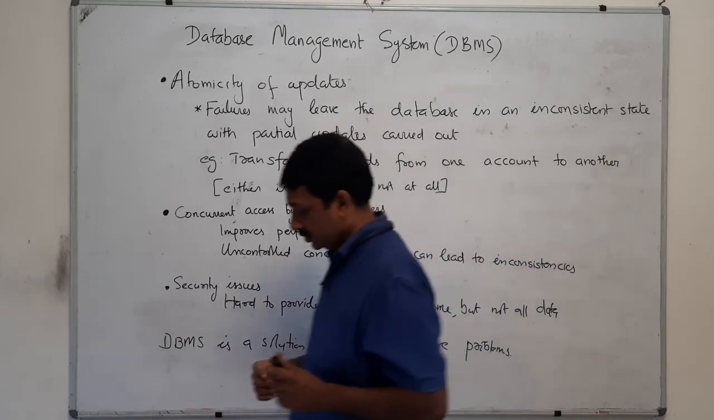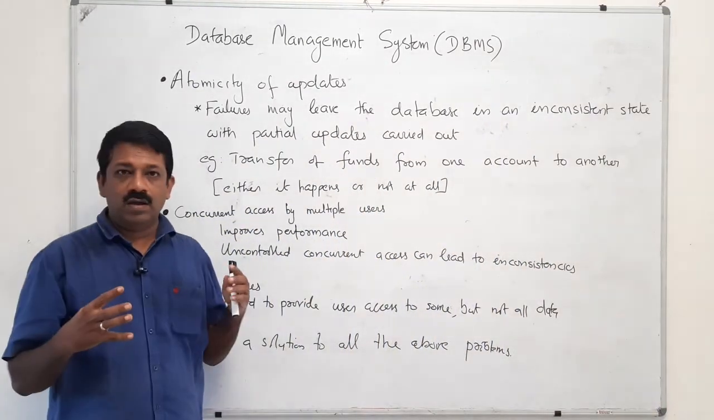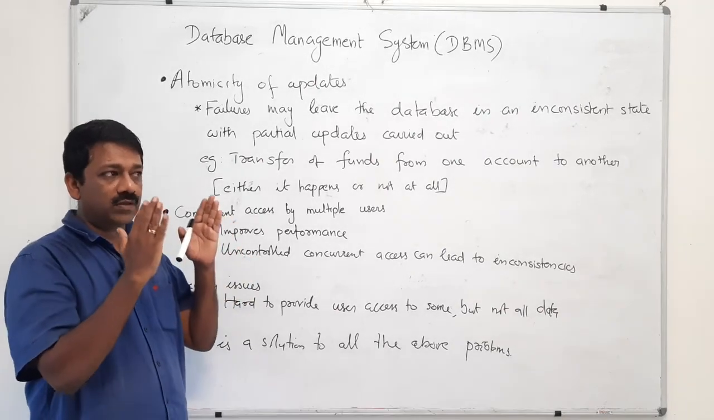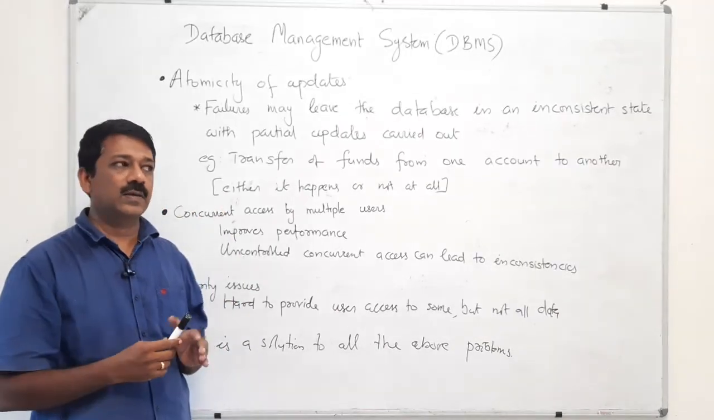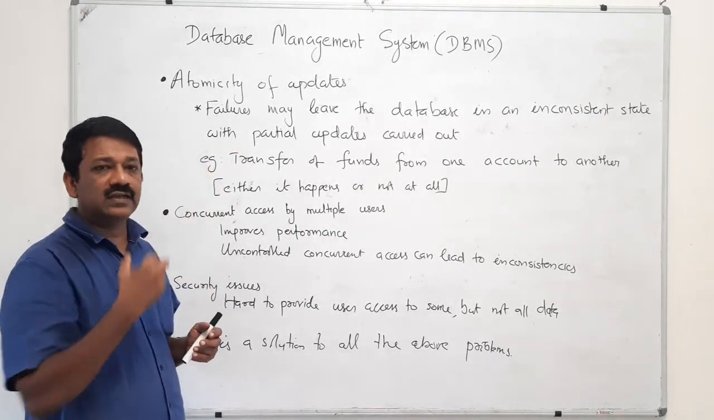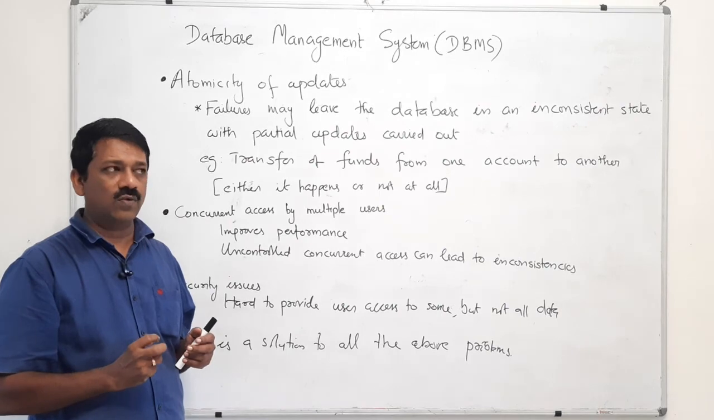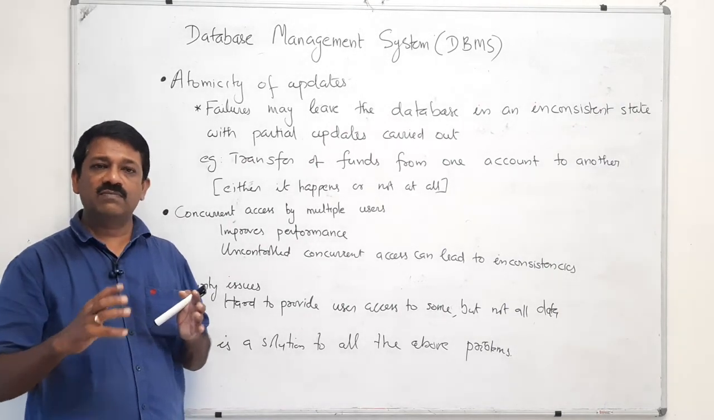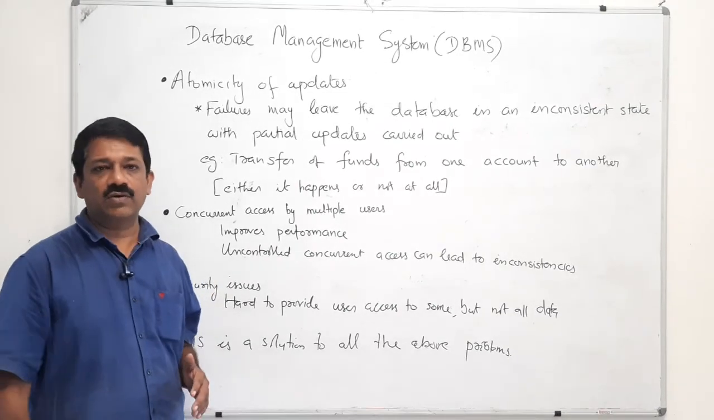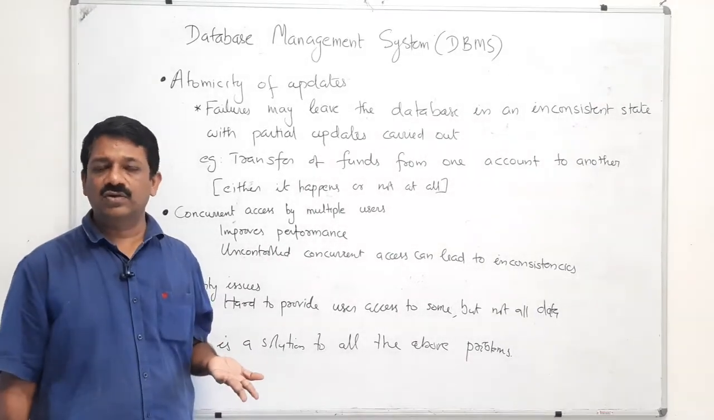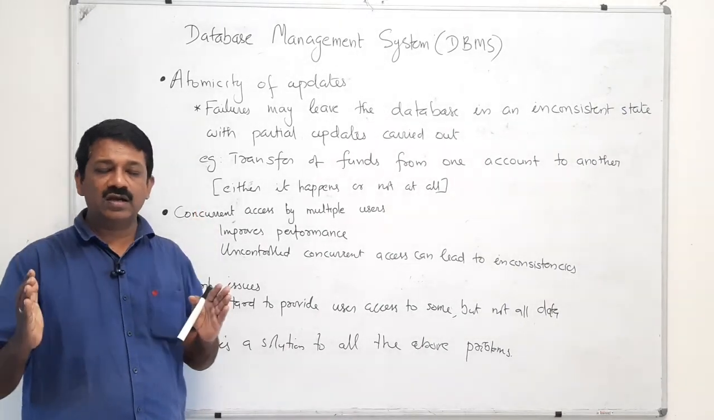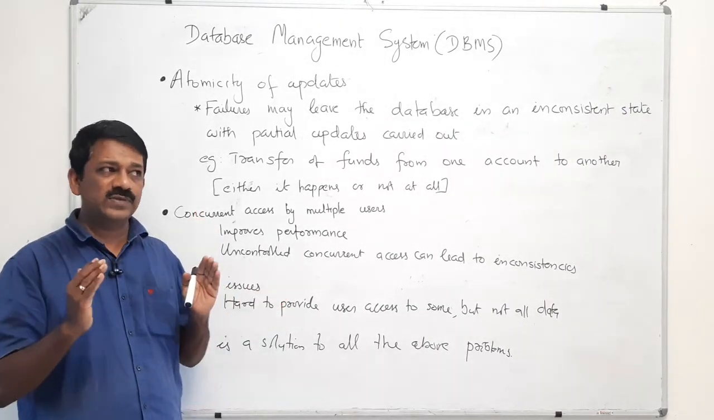For example, suppose you are transferring funds from the account of one person to the account of another. Suppose the amount has been debited from one account and at the same time it is credited to the other person's account, then that transaction is good. That means either it should be done or not done. That is what atomicity means.